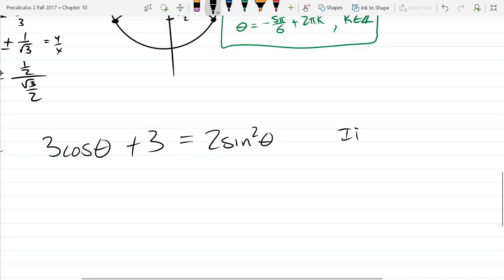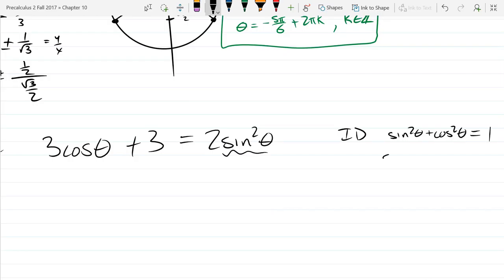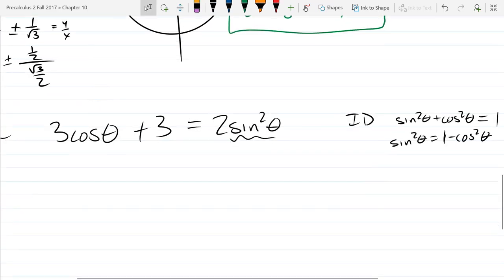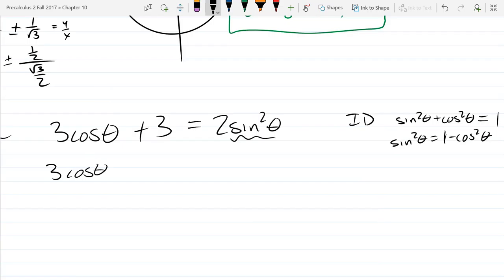The identity we're going to use is sine squared plus cos squared equals 1. I want to solve for sine squared. So sine squared equals 1 minus cos squared theta. This is going to feel kind of like an identity where you do a substitution. So we have 3 cos theta plus 3 equals 2 times 1 minus cos squared theta.